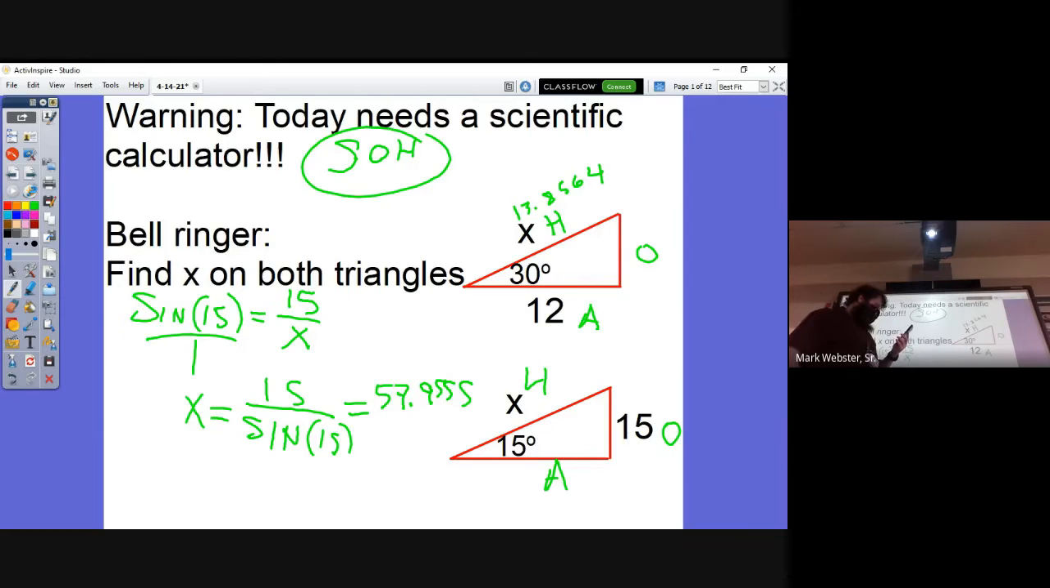But that's what we end up with. That's the length of this side. 57.9555, and it keeps on going, right? These keep on going. All right, so there we have a little bit of a review of some basic trigonometry.